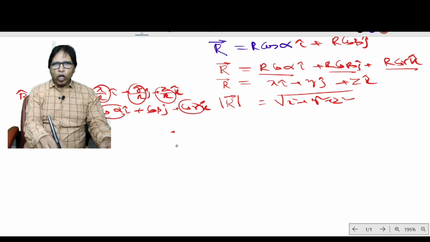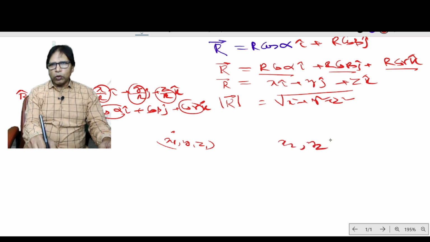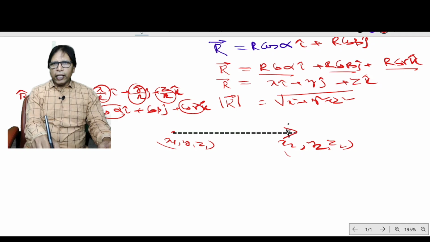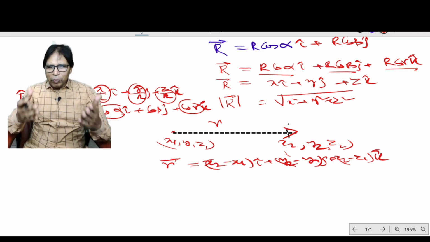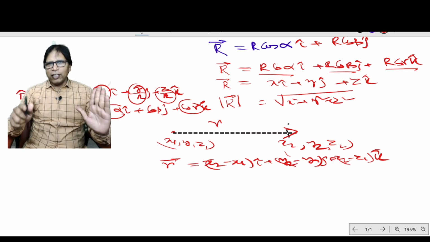If the initial point of a vector be x1, y1, z1 and the final point be x2, y2, z2, then the vector becomes, look at this, the r vector. So r vector means final point minus initial point. So r vector becomes (x2 minus x1) i cap plus (y2 minus y1) j cap plus (z2 minus z1) k cap. Okay. Now some numericals related to this.